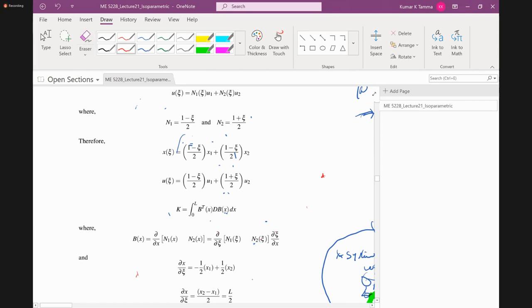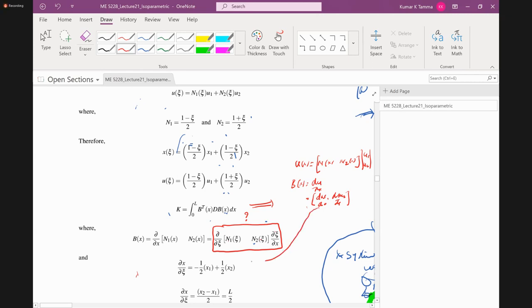Do you understand this step? Here, sorry, I'll do a better job than that. U of x equal to n1 of x, n2 of x times u1, u2. B of x is du by dx. That's equal to dn1 by dx and dn2 by dx. Is this clear? That's what this was. But I don't want it in the x system. I need it in the casi system. Therefore, I use chain rule.